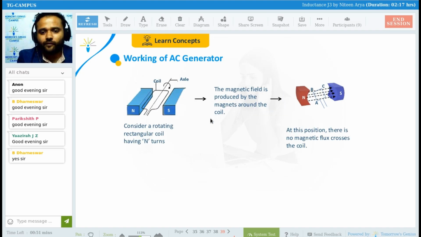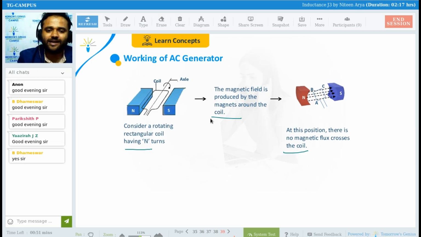Moving ahead, working of an AC generator. Consider a rotating rectangular coil having N turns. The magnetic field is produced by the magnets around the coil, and the magnetic field is going in this way. At this position, no magnetic flux crosses the coil. Why so? Because it is situated at rest.